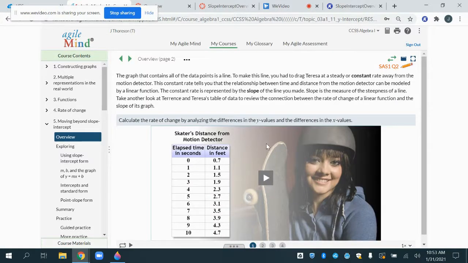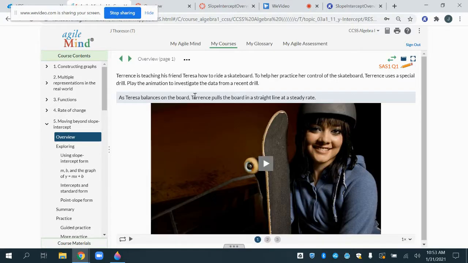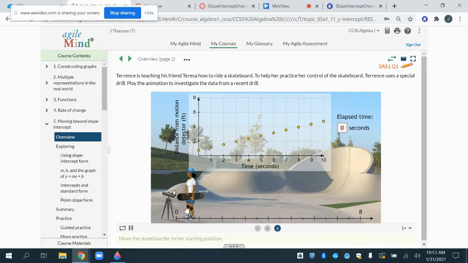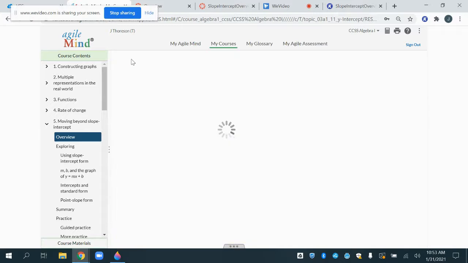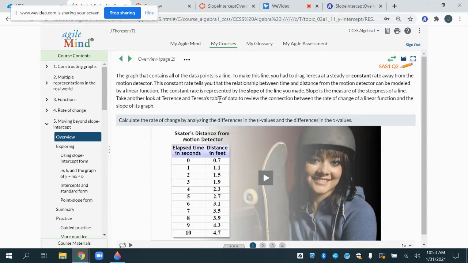All right, so we have all of this. The constant rate is represented by the slope of the line that you made. We were just talking about that. She's going at a constant speed, and that makes a line with a certain steepness. If she was going a faster speed, then the line would be steeper, like this. Watch, I go faster. That makes a steeper line. She's going too fast. So slope has to do with the steepness of this line, and it also has to do with her speed in this case.